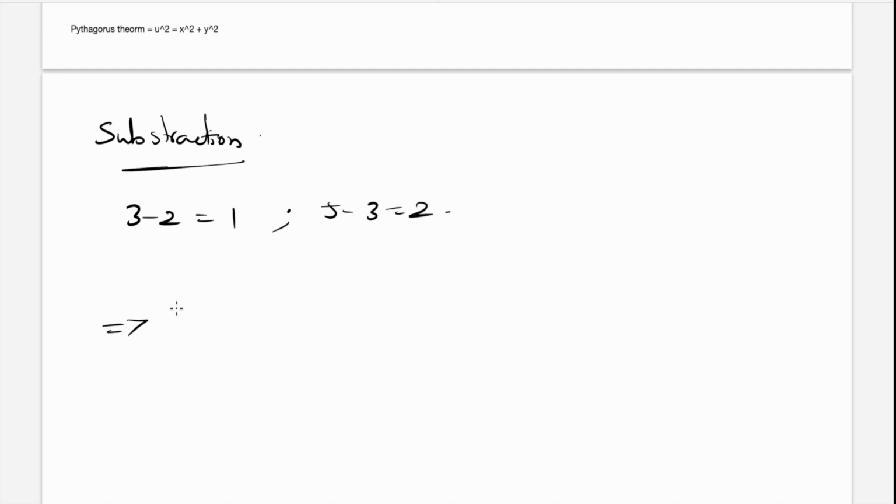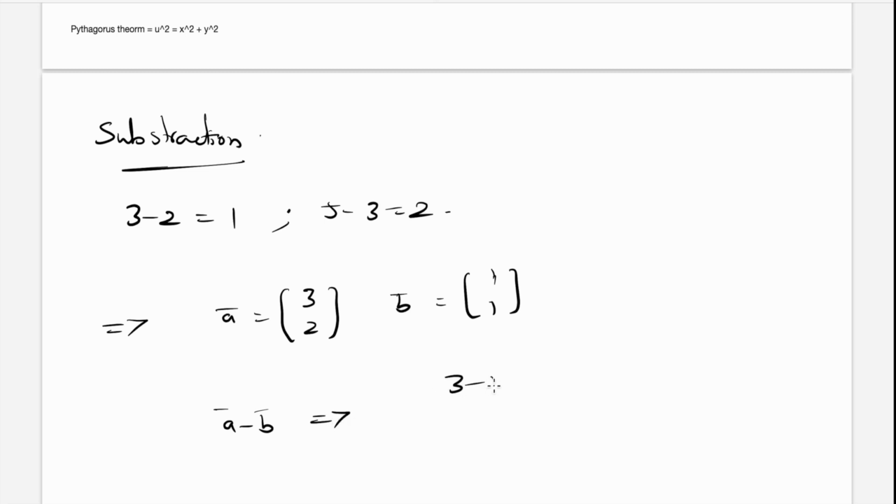Same with addition of vectors, for subtraction we simply subtract. Like if a is the vector 2, 3 and b is the vector 1, 1, then if I subtract these two, it becomes 2 minus 1 and 3 minus 1, which is 1 and 2. So I hope you understand. It's not rocket science.